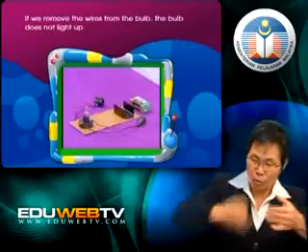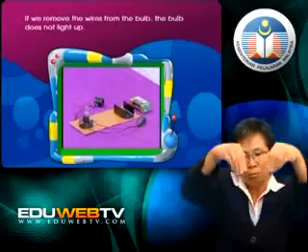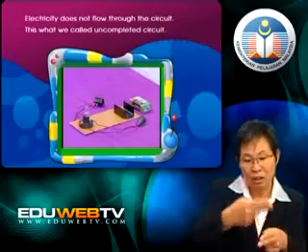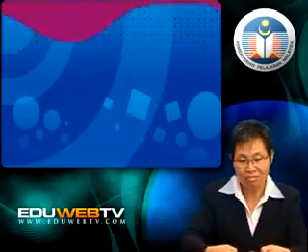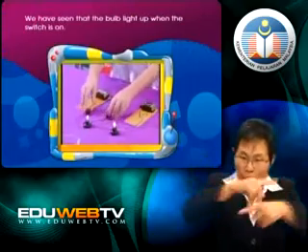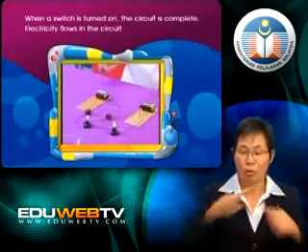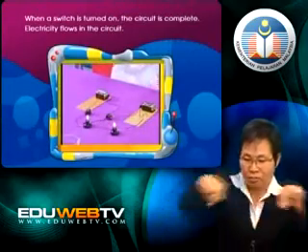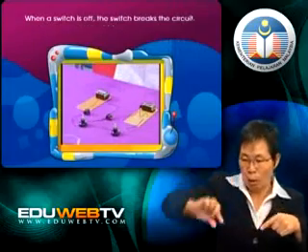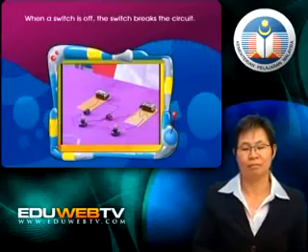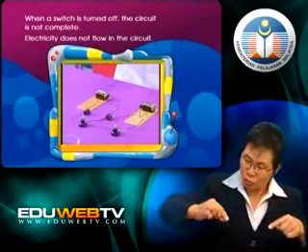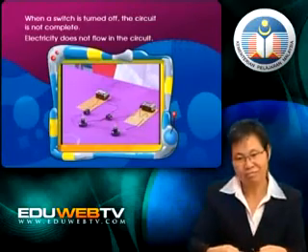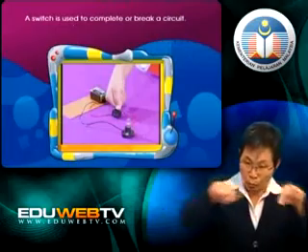If we remove the wires, the bulb does not light up. Electricity does not flow through the circuit. This is what we call an incomplete circuit. We have seen that the bulb lights up when the switch is on. When a switch is turned on, the circuit is complete. Electricity flows in the circuit. When the switch is off, the switch breaks the circuit. When a switch is turned off, the circuit is not complete. Electricity does not flow in the circuit. A switch is used to complete or break a circuit.